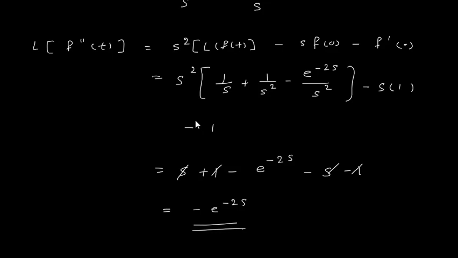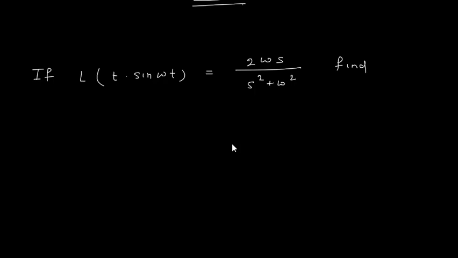We will see one more question. The question is: if Laplace of t into sin omega t is equal to 2 omega s upon s square plus omega square, then find Laplace of omega t into cos omega t plus sin omega t.